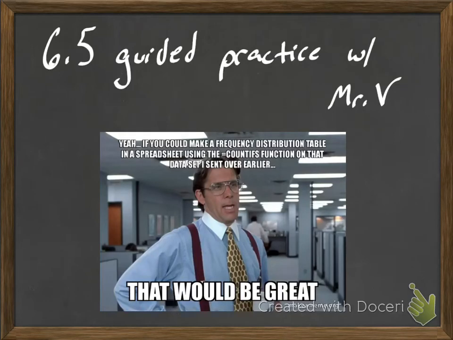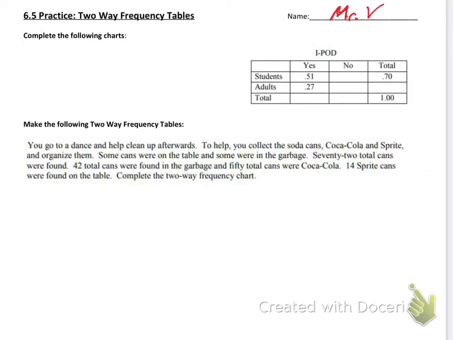This is the 6.5 guided practice, and it's going to be about frequency tables. It's pretty short, so I'm just going to do all of them. The first one is to complete the following chart. We have this chart here, students and adults, and remember this is a total, and this right here is a total. So that's how we have some of our clues.